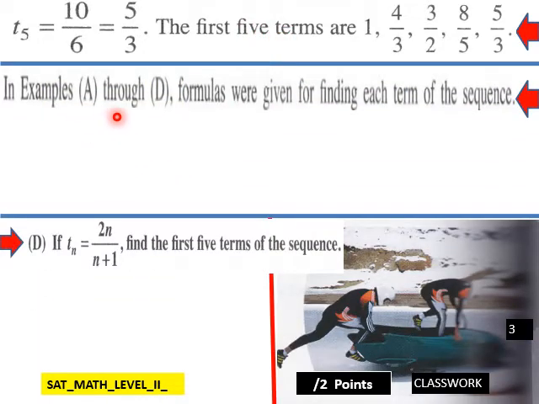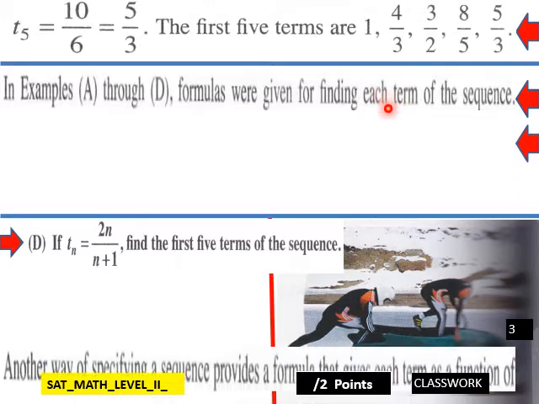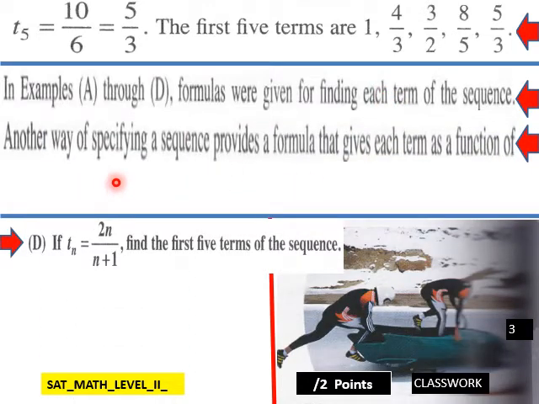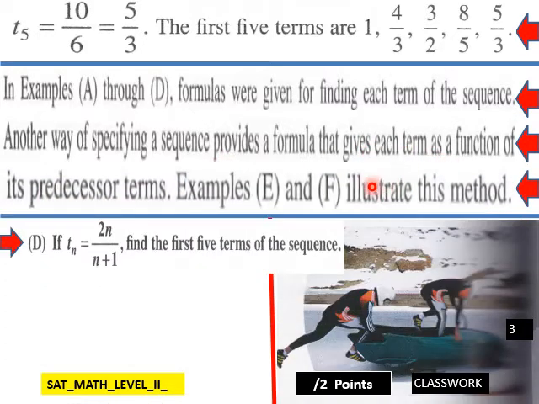And then in examples A through D, formulas were given for finding each term of the sequence. Another way of specifying a sequence provides a formula that gives each term as a function of its predecessor term. So that's the difference there of a sequence. It's depending upon its predecessor. Examples E and F illustrate this method. So this was our finish on D, up here. And a sequence is dependent upon its predecessor.